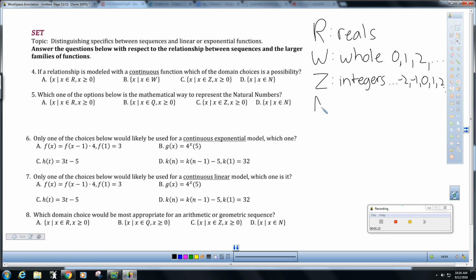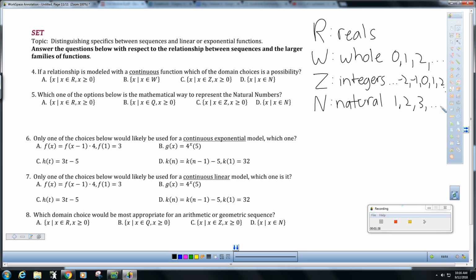Then we got N. These are our natural numbers. So these are the normal counting numbers. So same as the whole numbers, except we're not including 0 anymore. So we have 1, 2, 3, and we keep counting up like that.